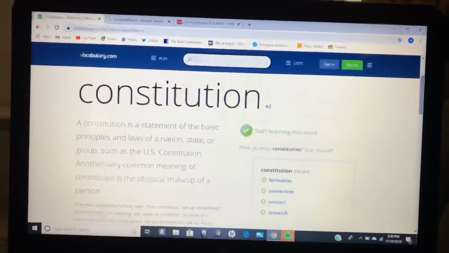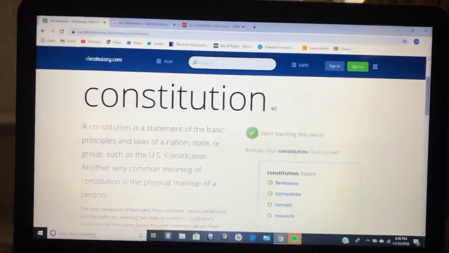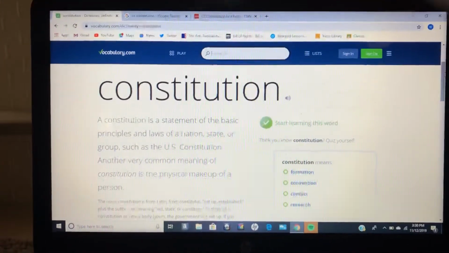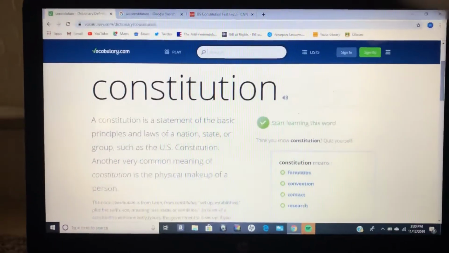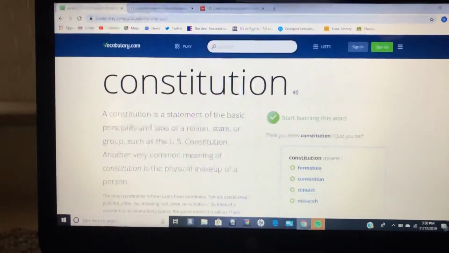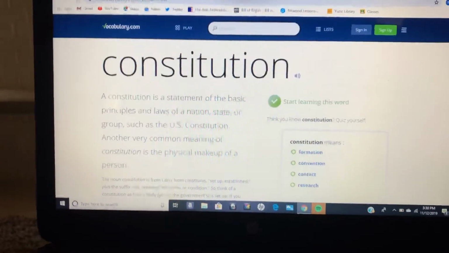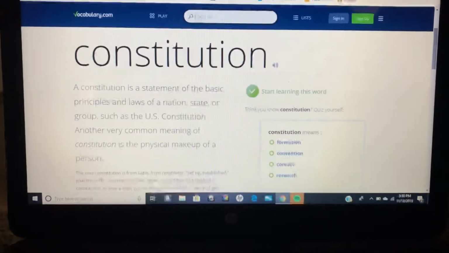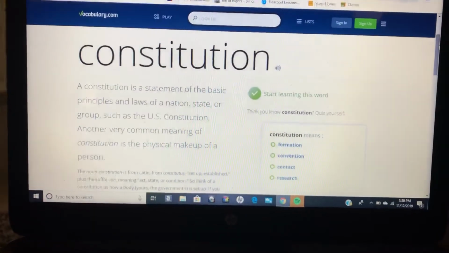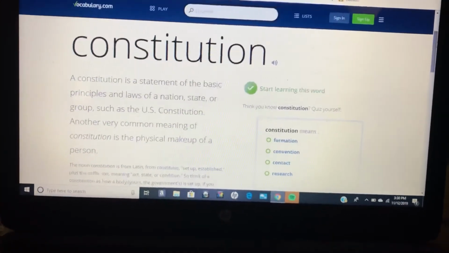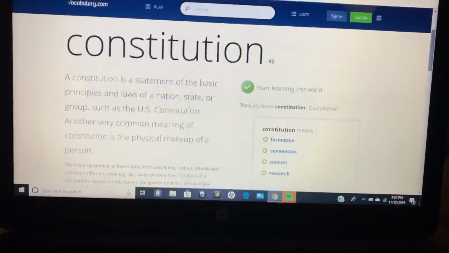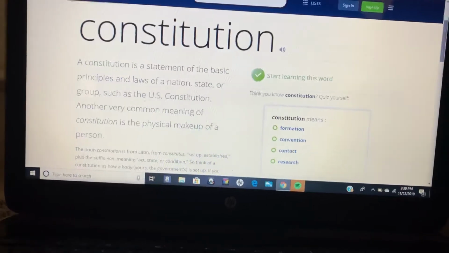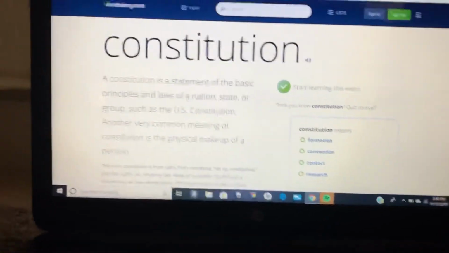Today we will be discussing constitutions in class, as well as understanding what they are and giving examples of what a constitution is. First off, there is the main word, constitution. The definition of it is a statement of the basic principles and laws of a nation, state, or group. An example it gives is the U.S. Constitution. It is also the physical makeup of a person. So a constitution is essentially creation.